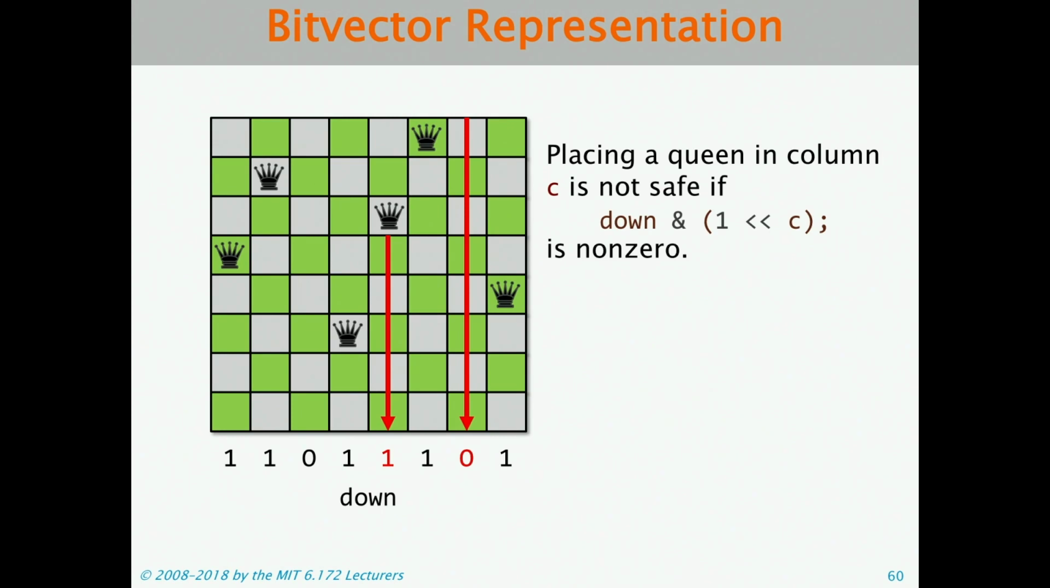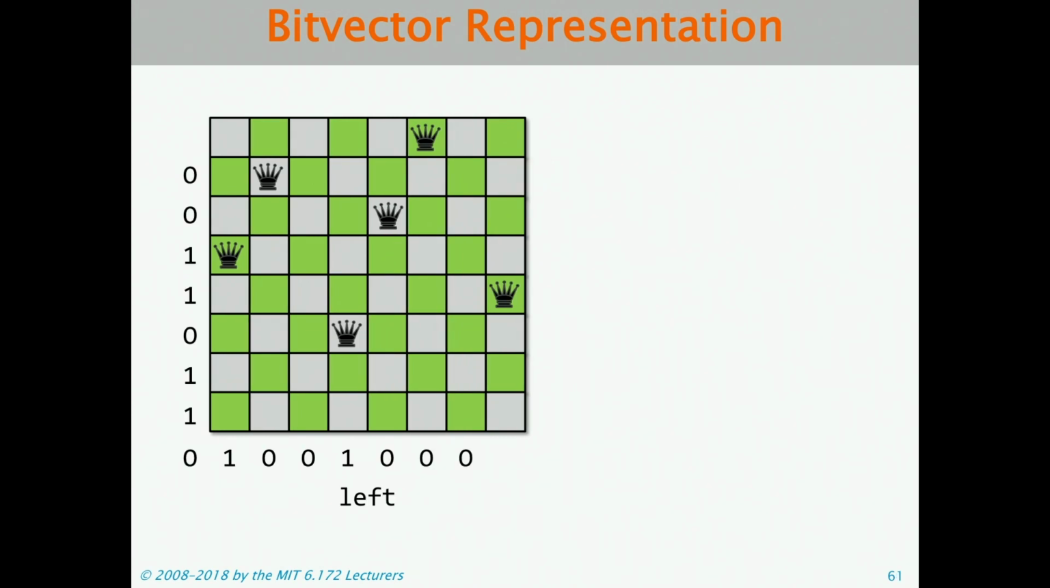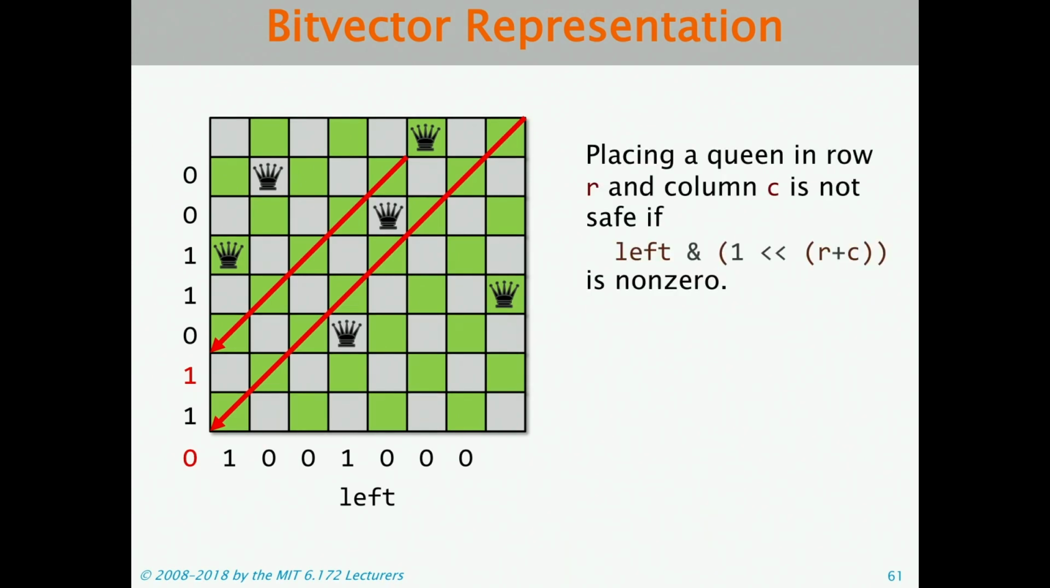Otherwise, we're going to have to do another check, and we're going to create this other bit vector called left. The length of this bit vector is 2n minus 1. And it stores a 1 in the diagonal that has a queen in it and zeros otherwise. And there are 2n minus 1 possible diagonals. And then now, when we want to place a queen in row R in column C, we can check whether it's safe by doing left ANDed with 1 left shifted by R plus C. And this is going to be non-zero if there's already a queen in that particular diagonal. So in that case, we can't place the queen there.